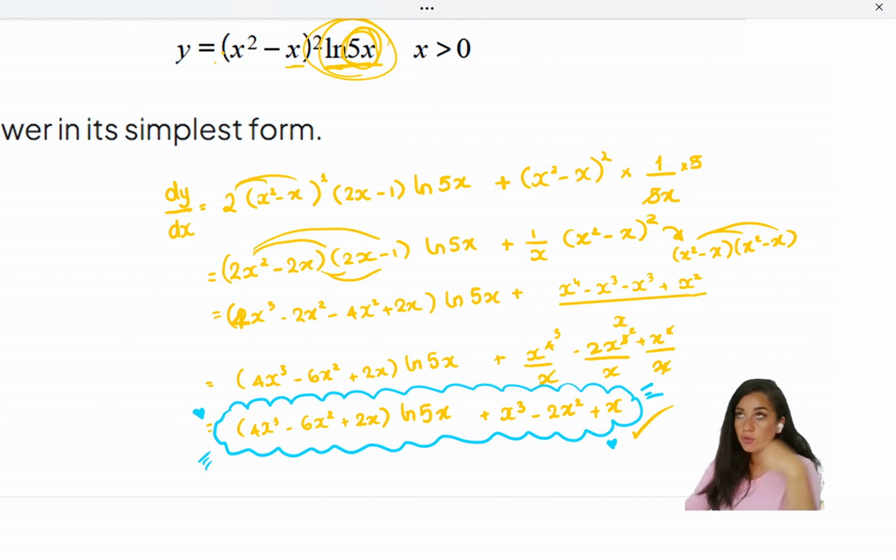ln x differentiates to 1 over x. Sine differentiates to cos. Cos differentiates to negative sine. Tan differentiates to sec squared x, right? So if you remember that, you just need to get really, really confident with the chain rule. Hopefully I'll make a chain rule video soon. It just takes so long. Anyways, I hope you found that helpful, and I hope you love product rule now.